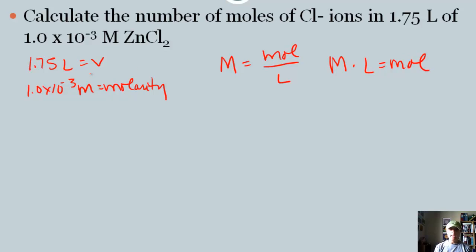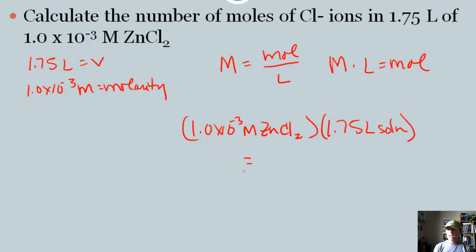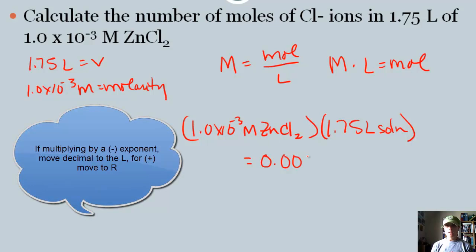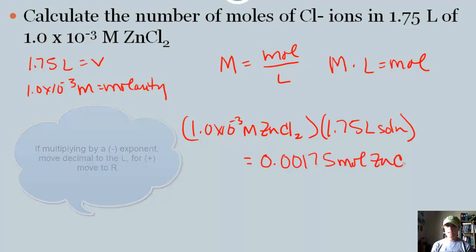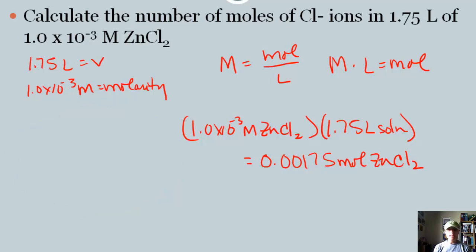I have the molarity and I have the liters, so all I need to do is multiply them together. So 1 times 10 to the negative 3 molarity of zinc chloride, multiplied by my volume, which is 1.75 liters of solution. We should get 0.00175. Actually, you're just moving the decimal 3 spots, right? Moles of ZnCl2.